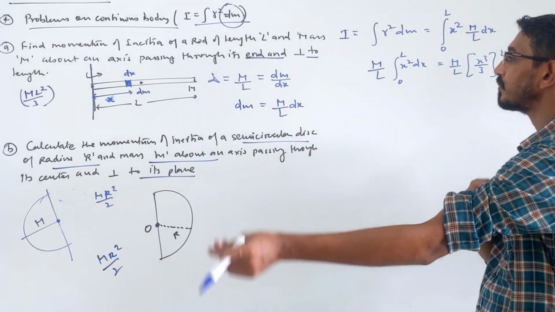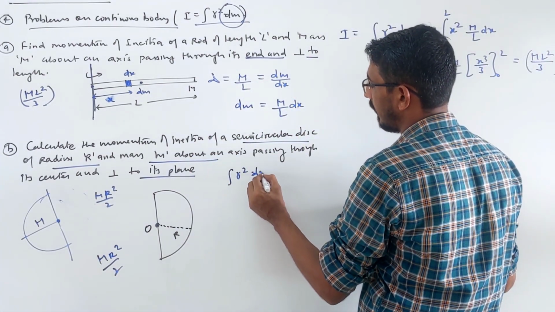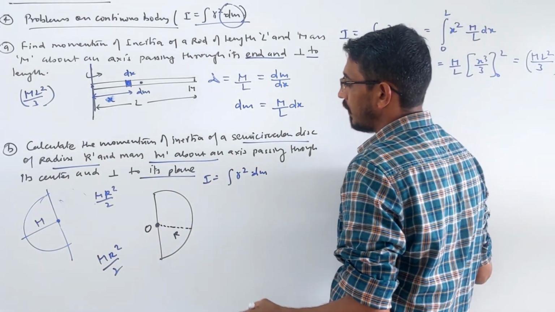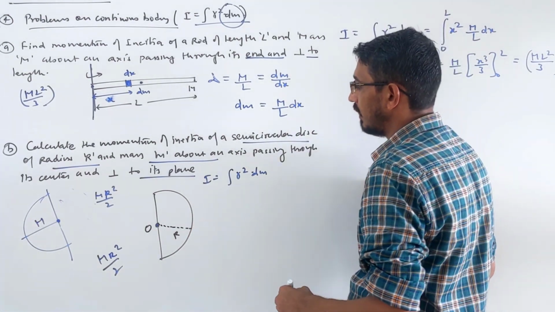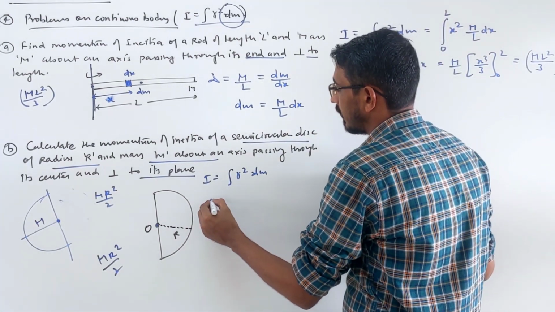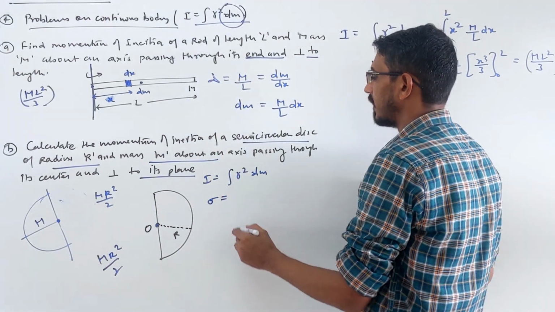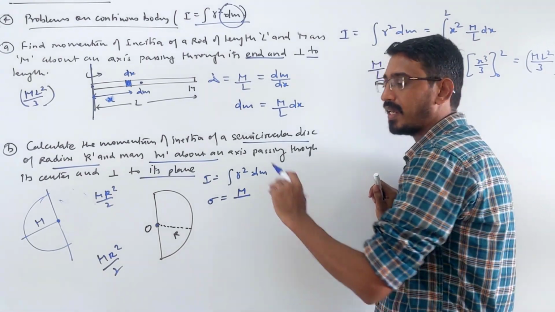Let's check how. The formula will remain the same: r square into dm, and we have to find the inertia. In this case, this is a two-dimensional object, so we'll talk about area. Let's say density, or rho, or sigma, whatever you want to call it, is equal to total mass by total area. Areal density we will write.